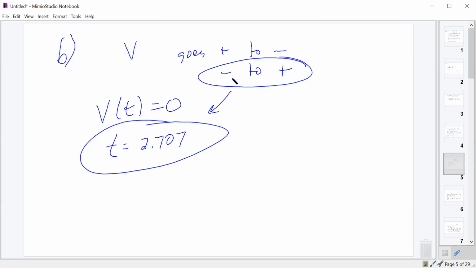Everybody good on that distinction, though, that you have to indicate that it changed signs, not just that it was 0 at that point? Because things can touch the x-axis and bounce off of it, right? Like y equals x squared does that at 0, right? That's okay. All right, good?